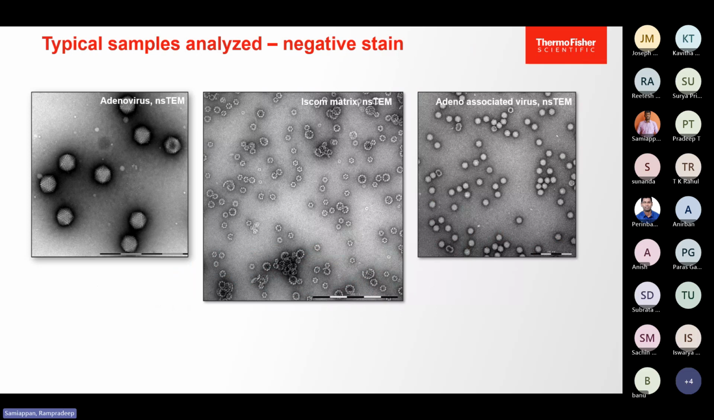And with negative staining, there are different particle types, as I said, adenovirus, ISCOM matrix samples. As you can see, there are aggregates, and then also adeno-associated virus, where you can try to classify empty, broken, and also some doublet assemblies as well.